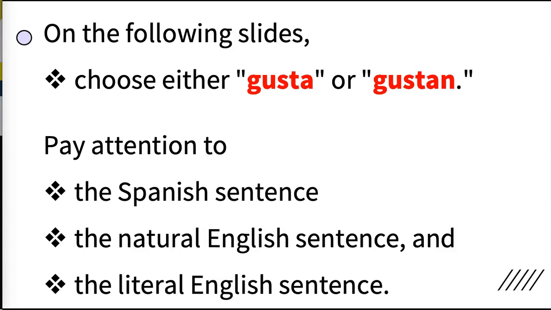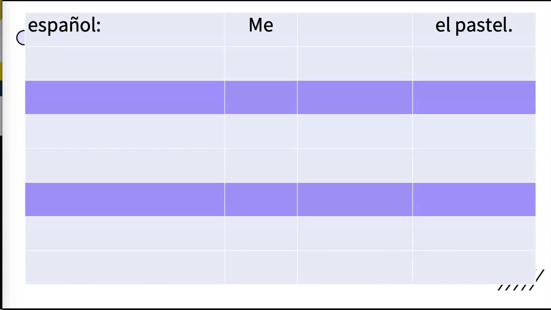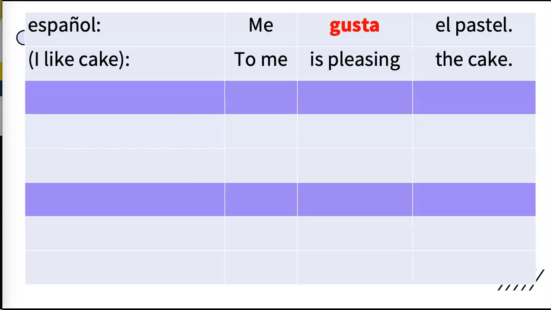To really practice this, let's review the following slides. We're going to choose either gusta or gustan, and I want you to pay attention to the Spanish sentence, the natural English sentence, and then the literal English sentence. In Español, me blank el pastel. What would you put here? Me gusta el pastel.